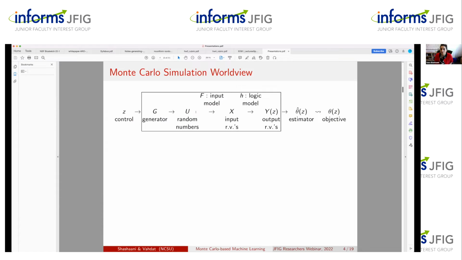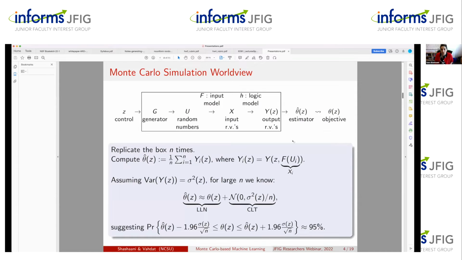But now this system is going to have to be evaluated under certain decisions, or controls. I'm calling these Z. So you choose that Z, you run this model several times, or black box several times, to get several output copies of your Y. And from there, you estimate what your objective function should be at that choice of a control, right? And within Monte Carlo methodology, we have a lot of confidence in this approach because we can use the law of large numbers and the central limit theorem to have confidence intervals that will cover that true value with a high probability, as we should expect, okay?